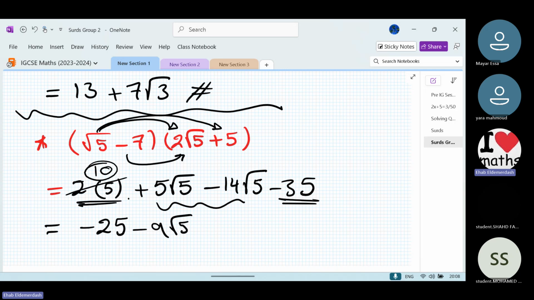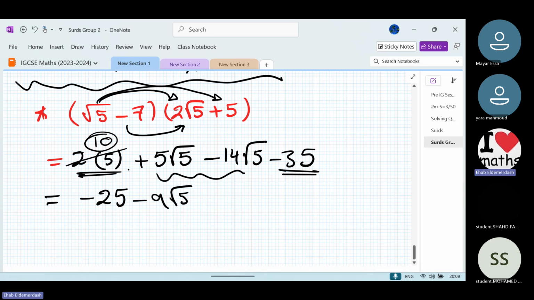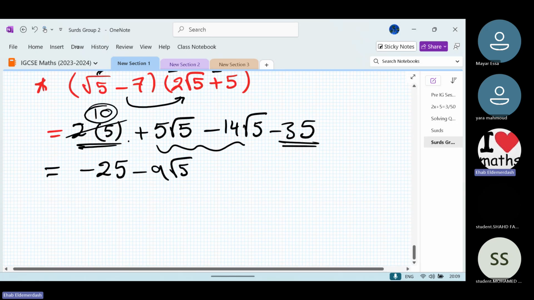It's 10 minus 35. This will give me minus 25. 5 root 5 minus 14 root 5 will give me minus 9 root 5. Done. Am I clear? Is it difficult? Do we need another one like this one or is it fine? Yalla, let's make another question.